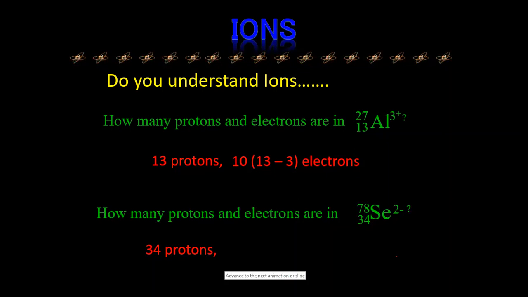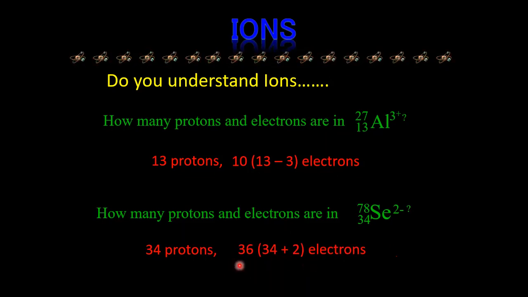And the number of electrons you have, you have 36 electrons. You have 34 protons, and it is a -2 charge, so it would be 34 plus 2. Therefore you have 36 electrons.